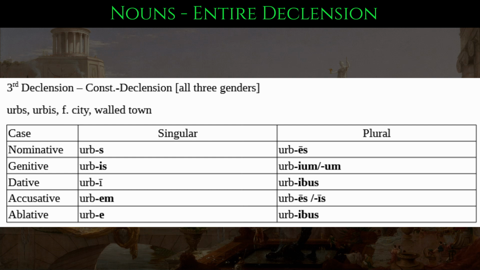Next, the third declension or consonant declension. Here we have all three genders, starting with the femininum. And you see, this time we do not just have the ending of the genitive case, but the entire word. And you will see that is kinda important. Anyway, urbs, urbis, urbi, urbem, urbe, urbes, urbium or urbum, urbibus, urbes or urbis, and urbibus.